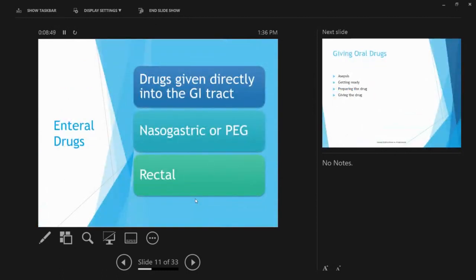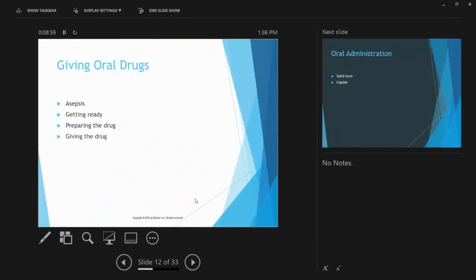Enteral drugs can be given by the oral route, nasogastric, or rectal route. The most common way of giving drugs is by the oral route. Before you give oral drugs, you need to make sure that the patient can swallow any drug given. All oral drugs should be brought to the patient's bedside, unwrapped or in the original container. It can be placed in a paper cup using aseptic technique before giving the drug.